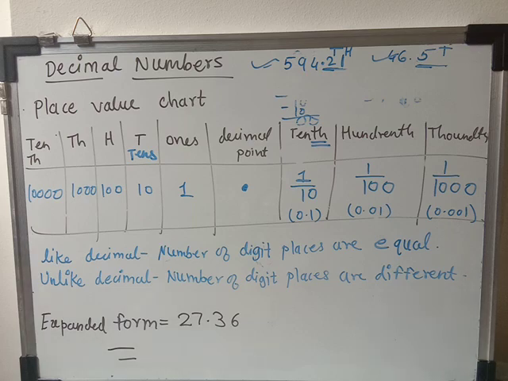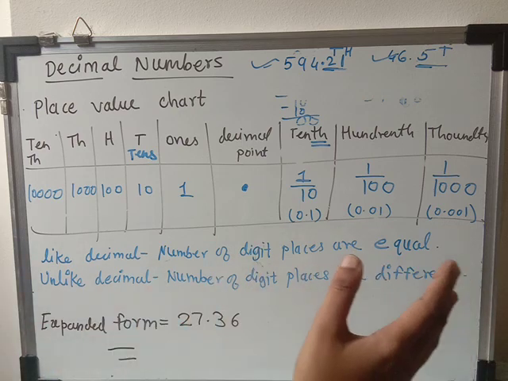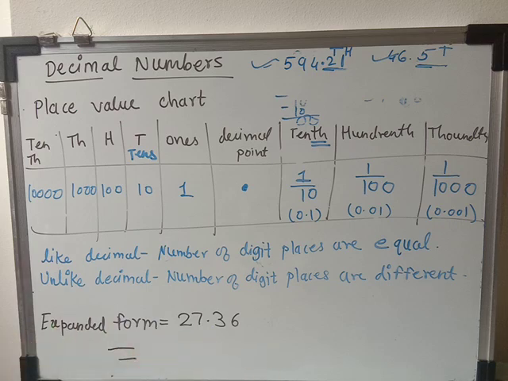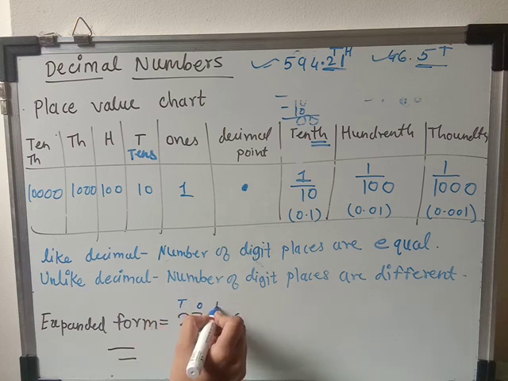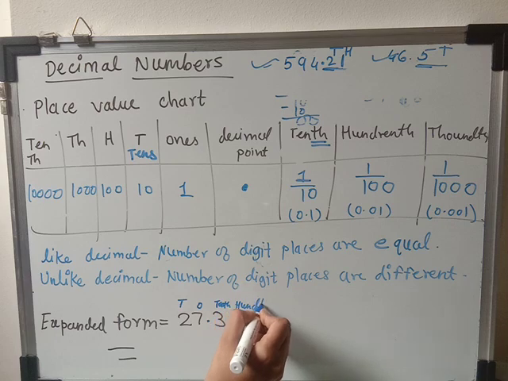Now one more important thing, how you can write a decimal number in expanded form. Expanded means writing in large form. You have learned how to expand a number. Here I have taken the example 27.36. Before the decimal, the number starts with ones and tens. After the decimal, the number starts with tenth and hundredth.